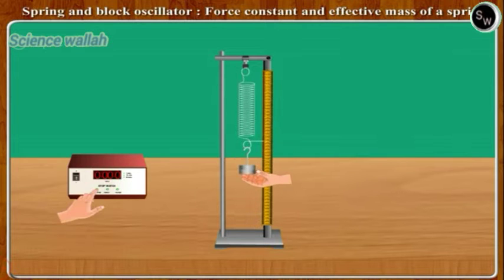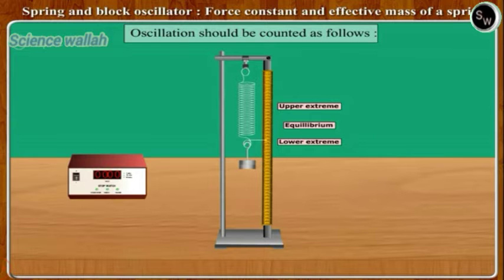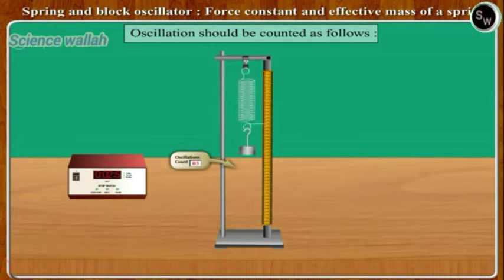Slowly pull the mass, that is the hanger, down and set the spring into small vertical oscillations. Oscillation should be counted as follows. When the spring is displaced to the lower extreme position, the spring goes to the equilibrium position, then the upper extreme, then comes back to equilibrium and again to the lower extreme. This completes one oscillation. With the stopwatch, let us note the time t1 for 20 oscillations.